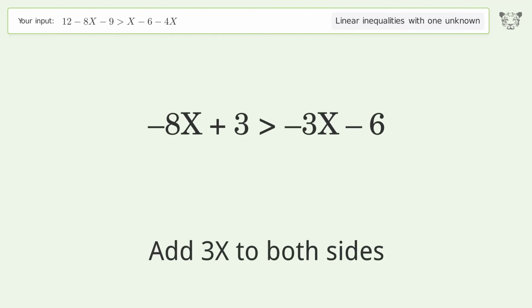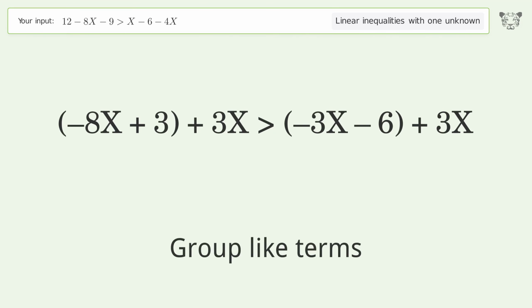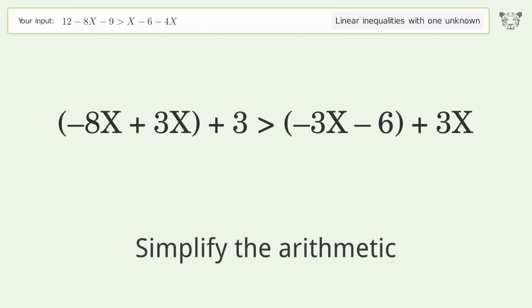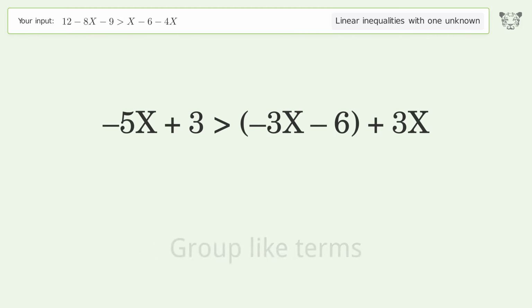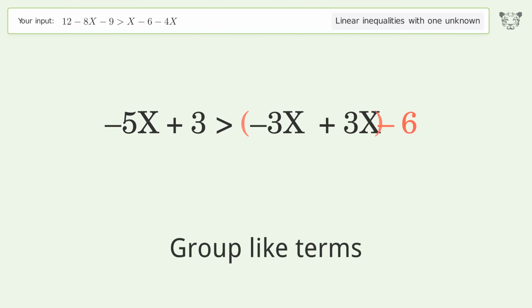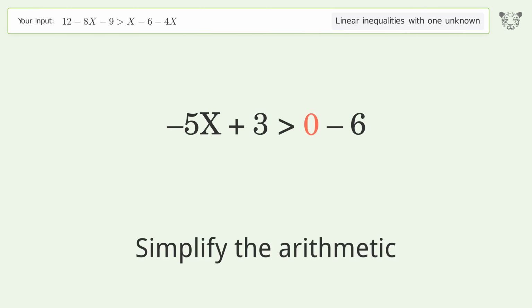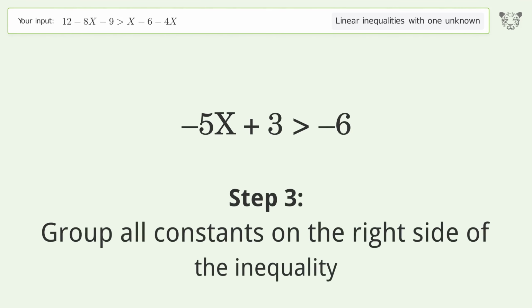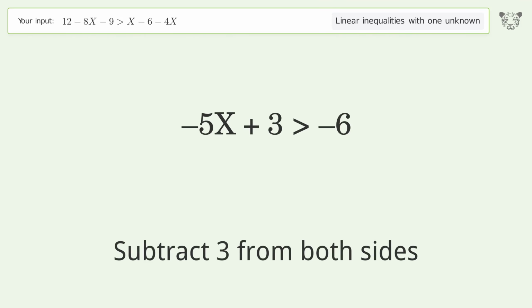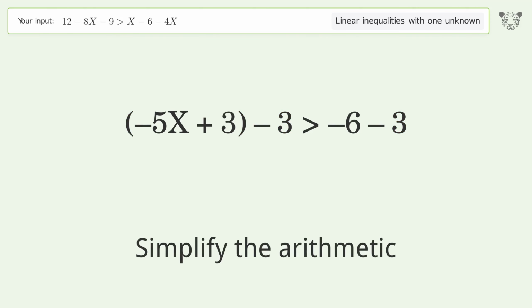Add 3x to both sides. Group like terms. Simplify the arithmetic. Group like terms. Simplify the arithmetic. Group all constants on the right side of the inequality. Subtract 3 from both sides. Simplify the arithmetic.